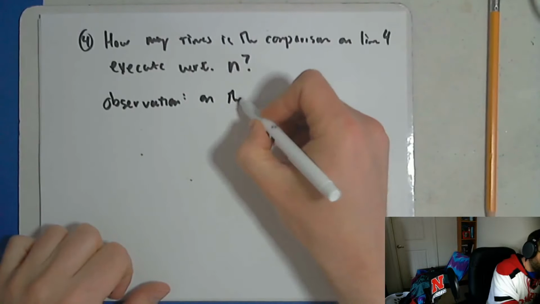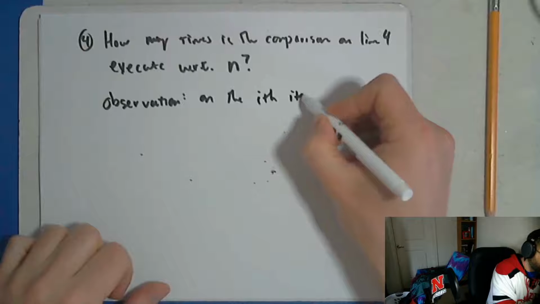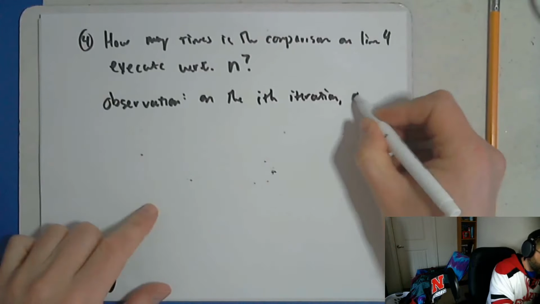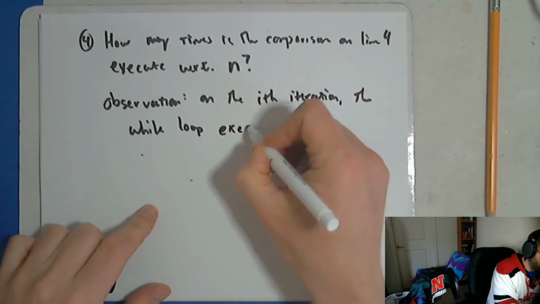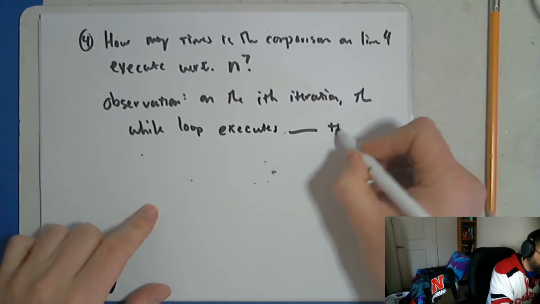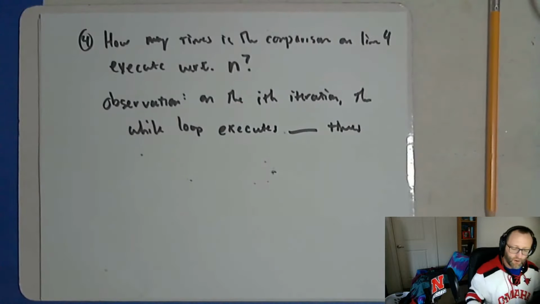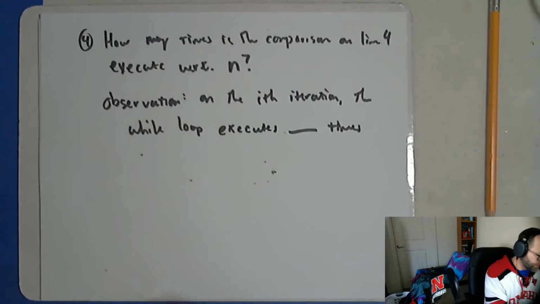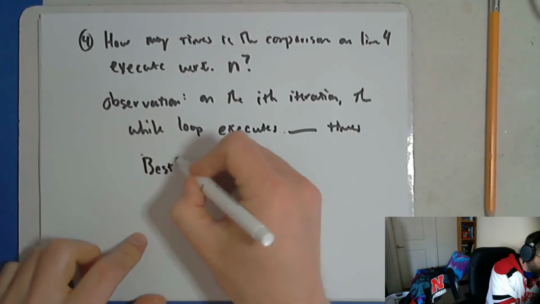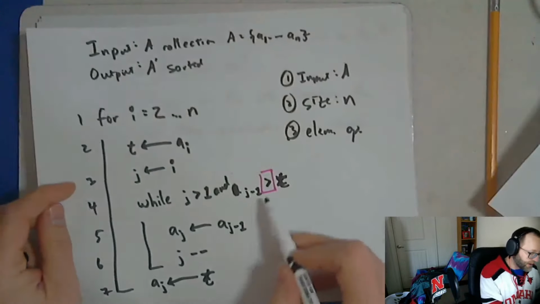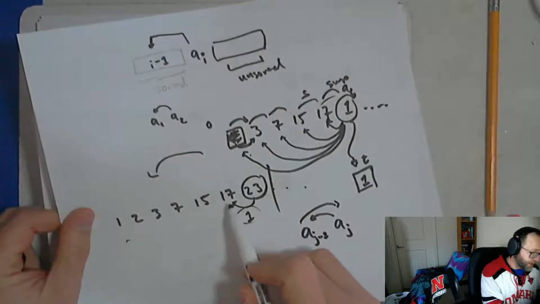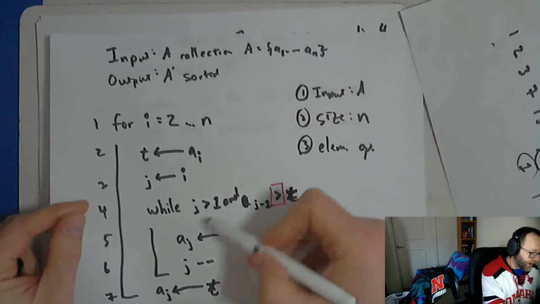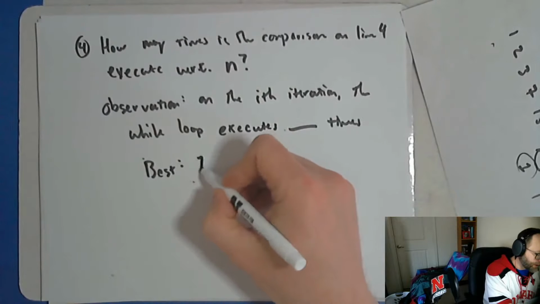On the ith iteration, the while loop executes how many times? Right? So again, in the best case scenario, that inner while loop is only going to execute once. We're going to immediately see that this one comparison right here, like with this example, is false, and so we jump out of that while loop immediately. So in the best case scenario, it's going to be 1.